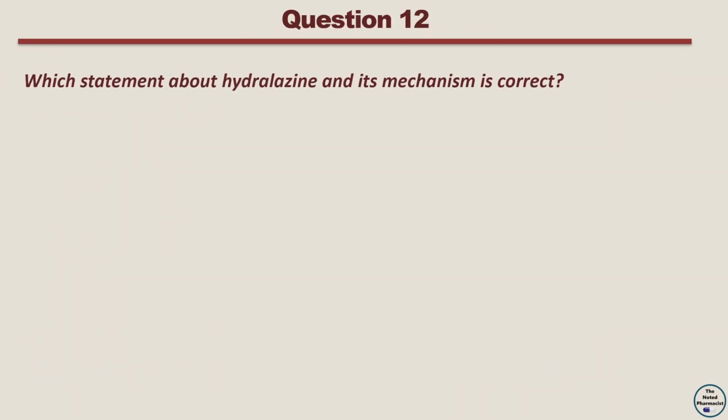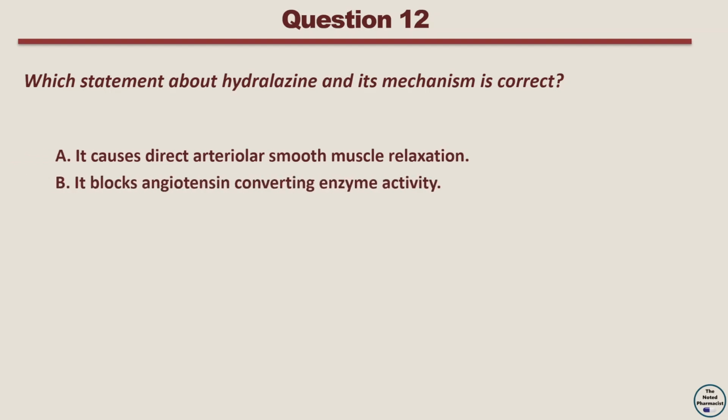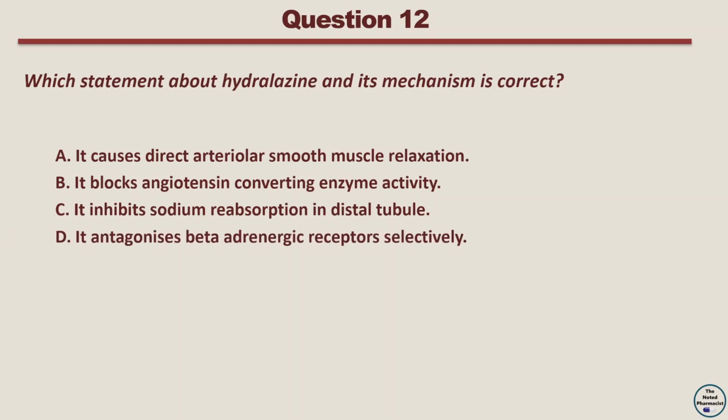Question 12. Which statement about hydralazine and its mechanism is correct? Option A, it causes direct arteriolar smooth muscle relaxation. Option B, it blocks angiotensin converting enzyme activity. Option C, it inhibits sodium reabsorption in the distal tubule. Option D, it antagonizes beta-adrenergic receptors selectively. Option E, it reduces calcium influx in cardiac myocytes.